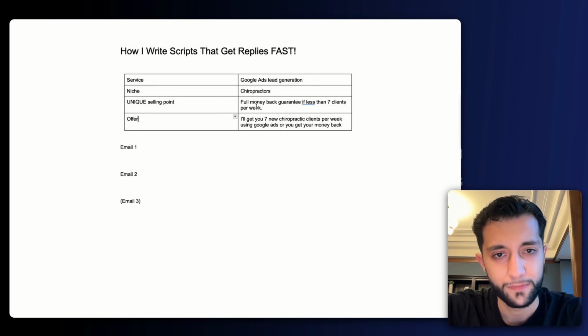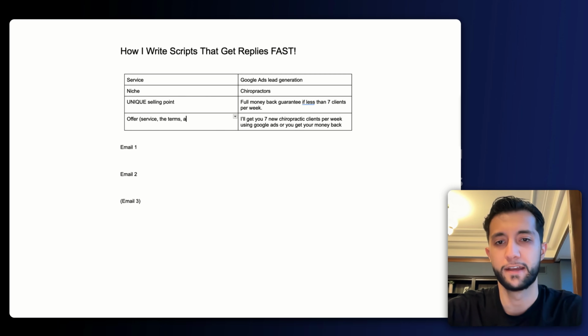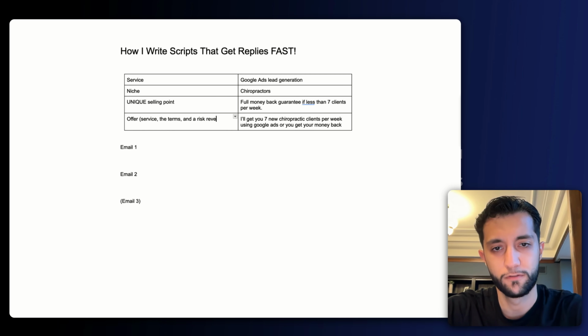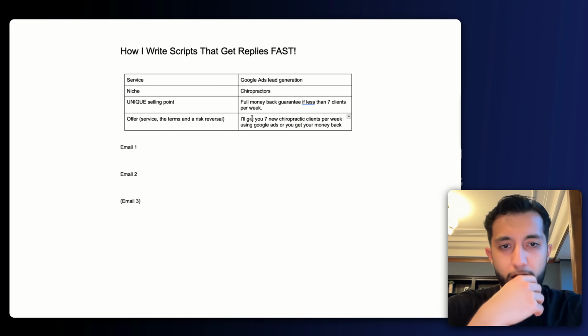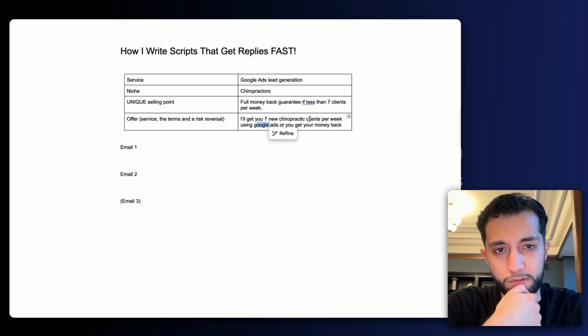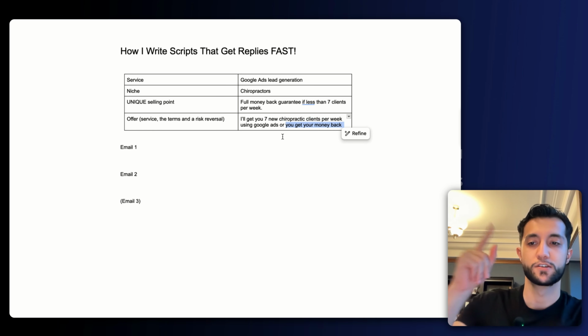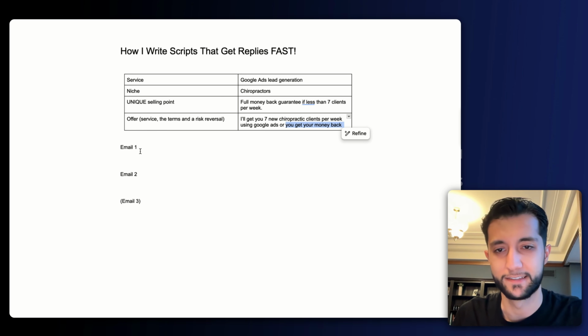Then we have the offer. And an offer, by the way, has the service, the terms, and a risk reversal. So I'll get you 7 new chiropractic clients per week using Google Ads, or you get your money back. Google Ads is the service, 7 new clients per week is the terms, and the risk reversal is, or you get your money back. So with that said, let's get started.